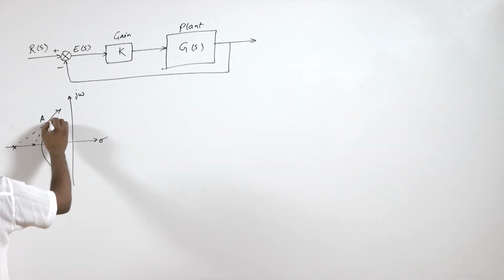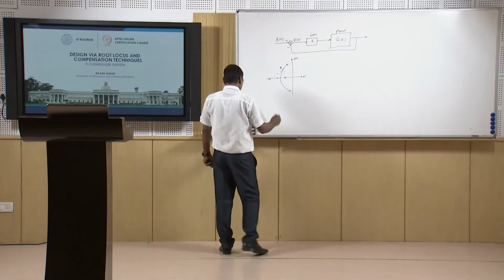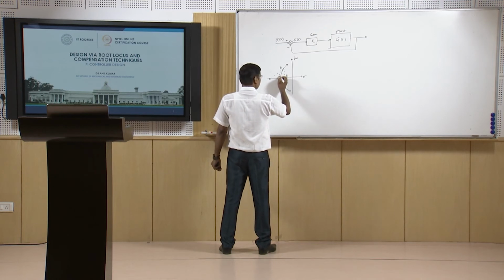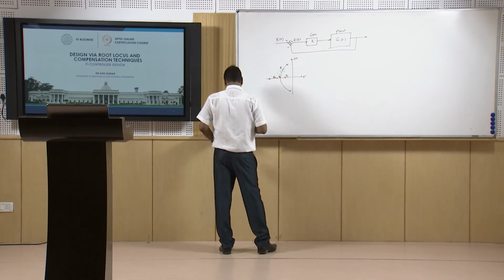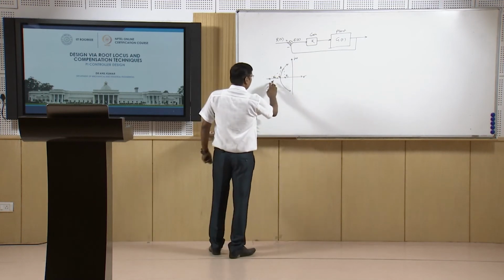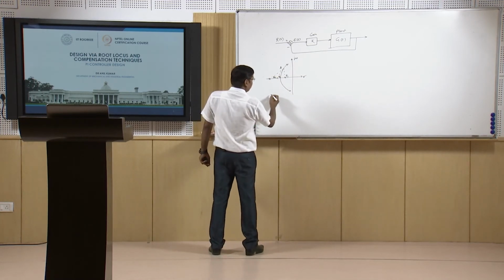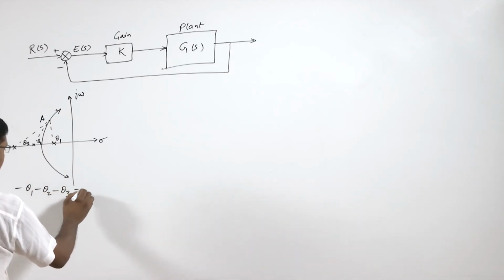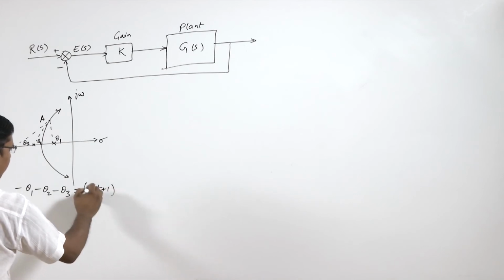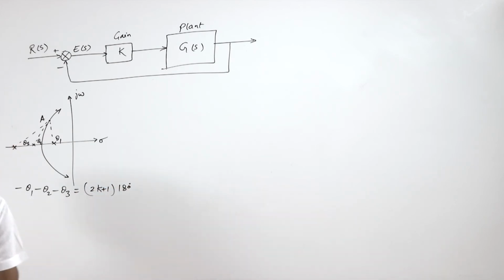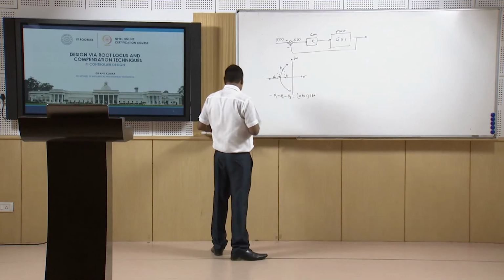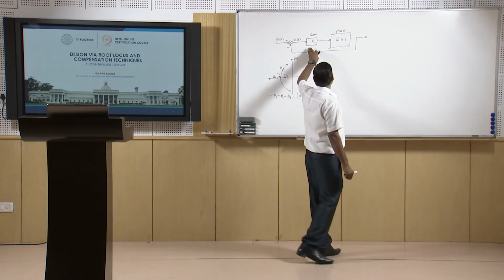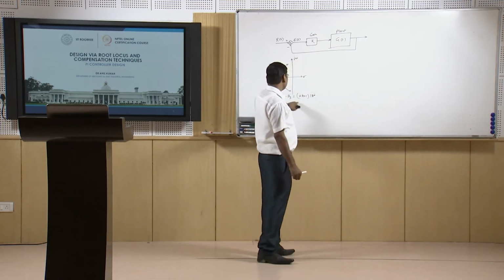And we have a point here, A. So here this angle theta 1, theta 2, theta 3, and these are all three poles. So, minus theta 1 minus theta 2 minus theta 3 should be equal to (2k plus 1) 180 degrees. They are okay because for this system, in the root locus, we are getting this condition.